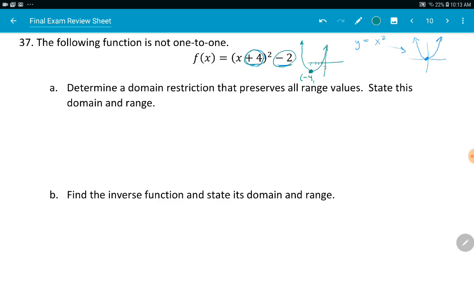Remember that horizontal shift is always the opposite direction of the number with the x, and the vertical shift is always the same direction. So that's the -2. So it's a parabola with a vertex at -4, -2. So to find the domain of this, I want to use only part of this graph so that I cover the entire range, starting at y equal -2 and on to forever. But I want it to be one-to-one. So I'm only going to use the right half of this graph.